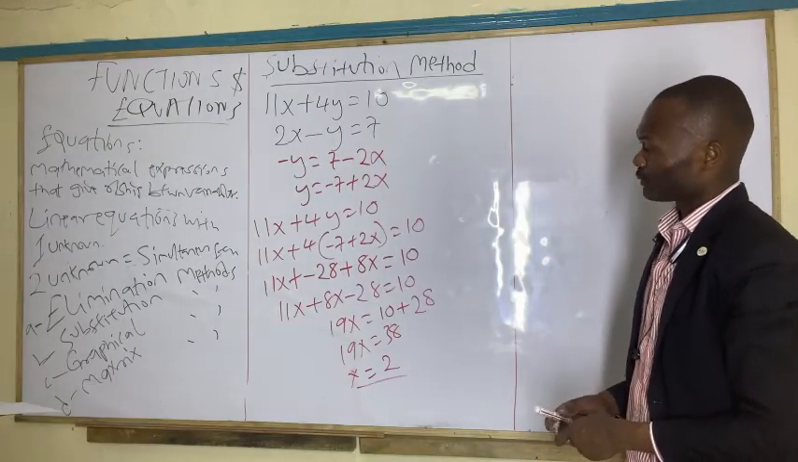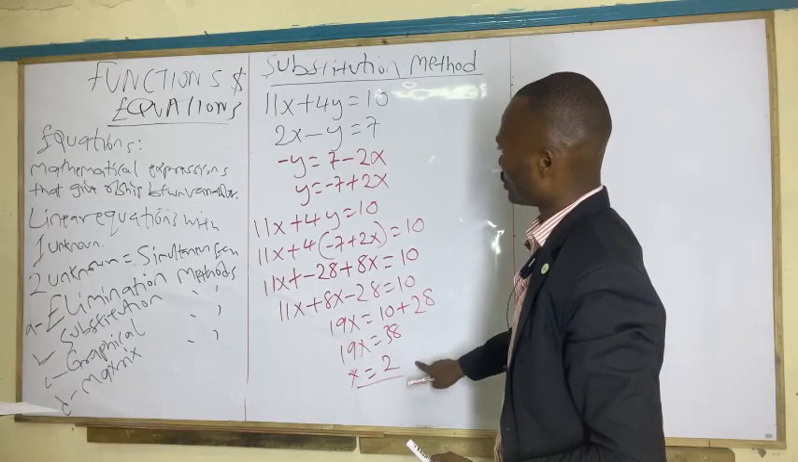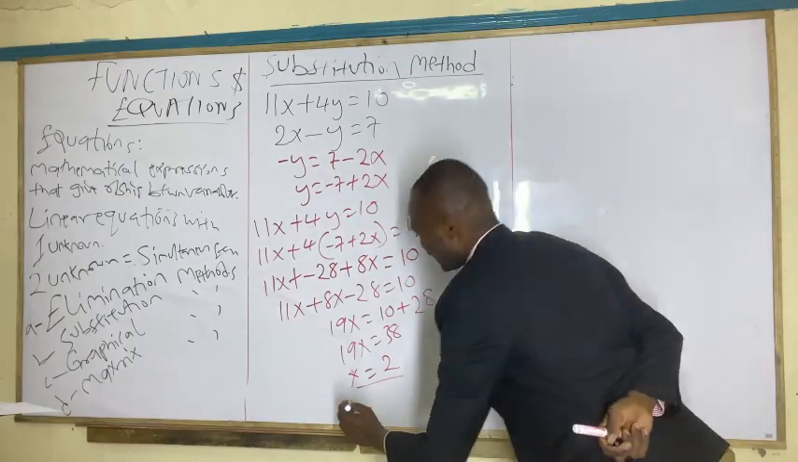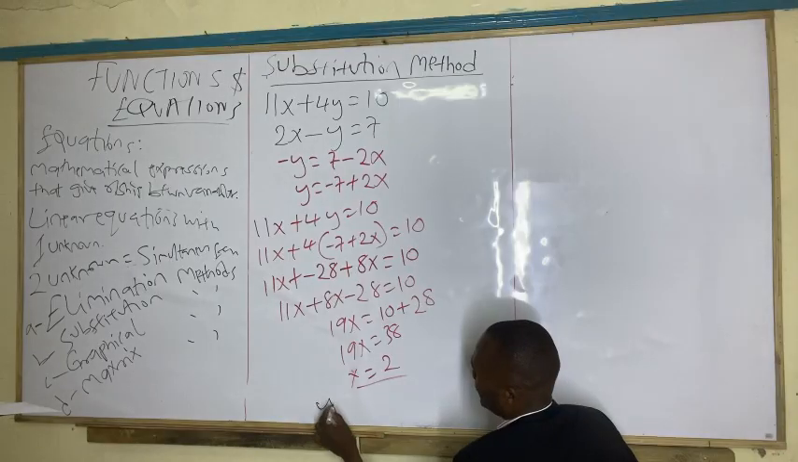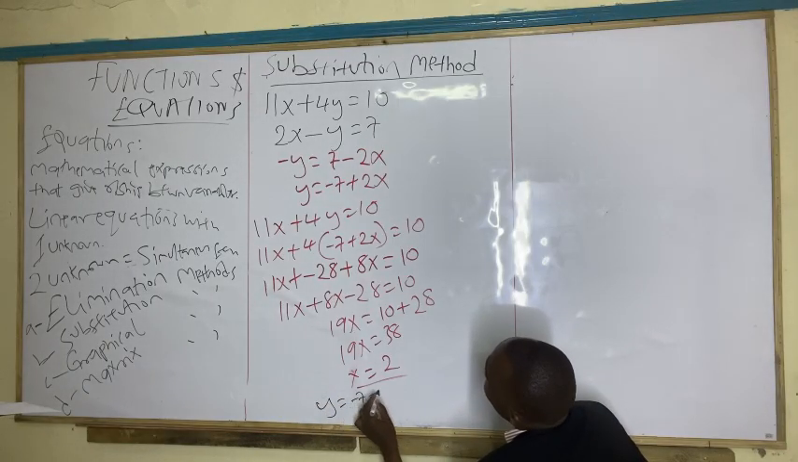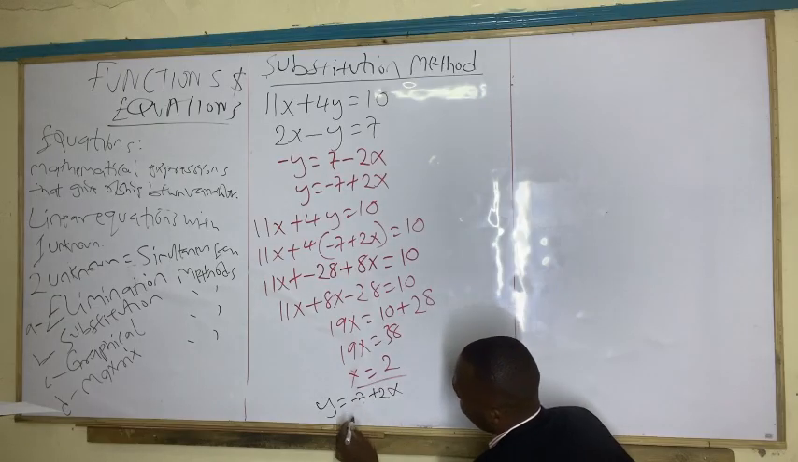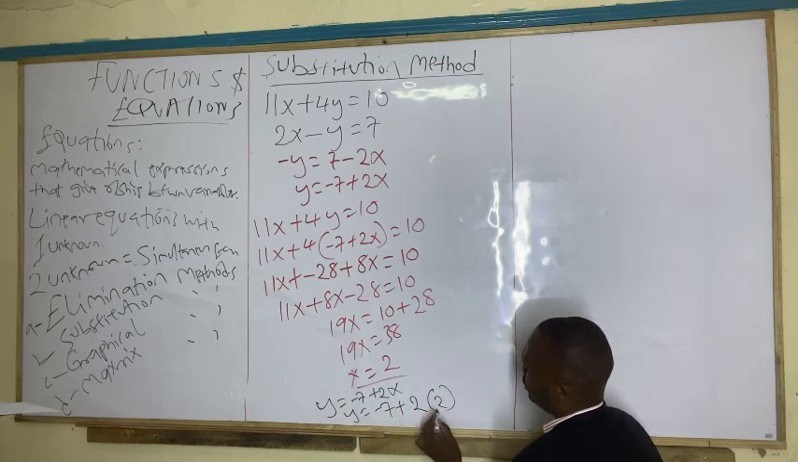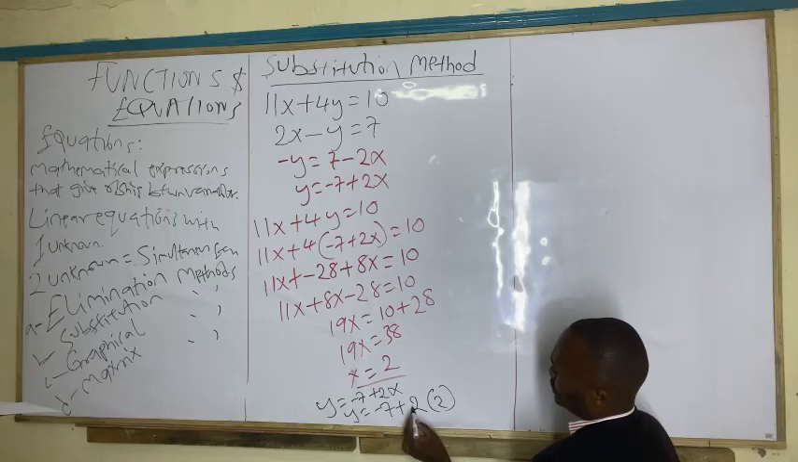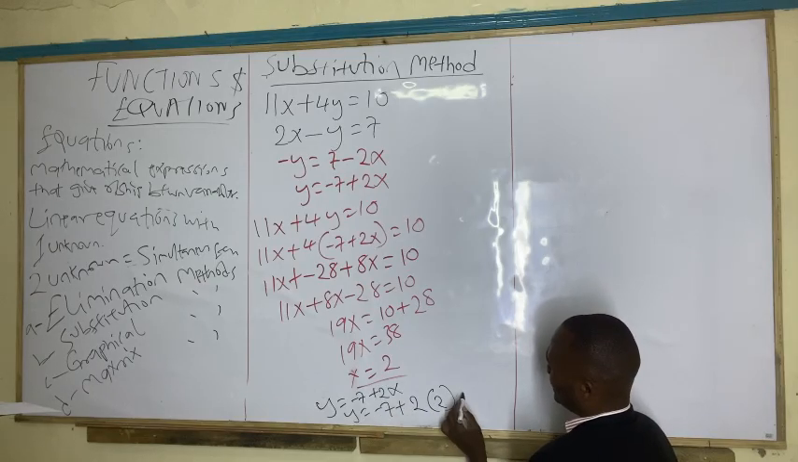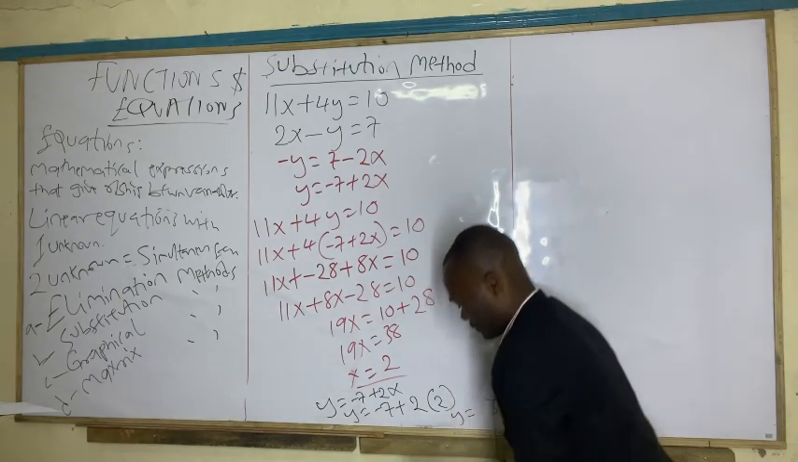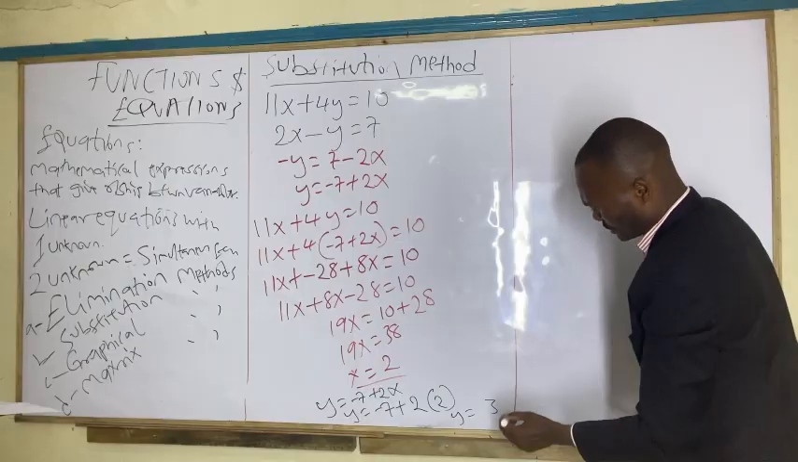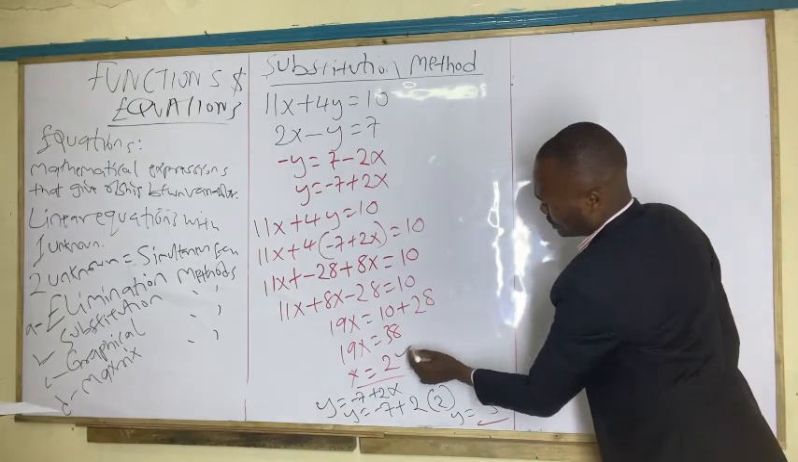But again, we were told, if we remember, x is equals to 2. This is y. So what is y? Therefore, y is equals to negative 7 plus 2x. Then we substitute it here. So we say y is equals to negative 7 plus 2 into 2. So this is 2 times 2, this is 4. 4 minus 7 is a negative 3. So y is equals to negative 3, x is equals to positive 2.